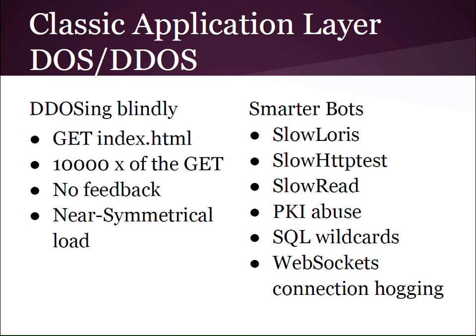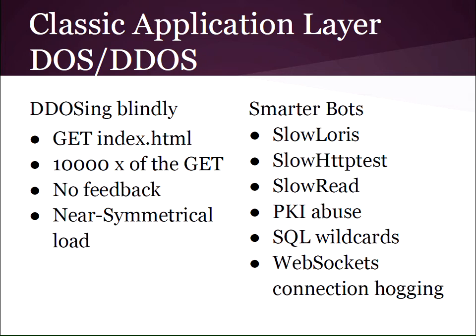So classical application layer, layer 7 DoS or DDoS attacks are for us divided into two subtypes. One is DoSing or DDoSing blindly or semi-blindly. It's basically doing the GET request over and over on the index.html or some other resource. Some more advanced guys do that from thousands or 10,000 of bots simultaneously. The cons of this method are that there is no feedback, and the load on a client and server is near similar, so it's a near symmetrical load.